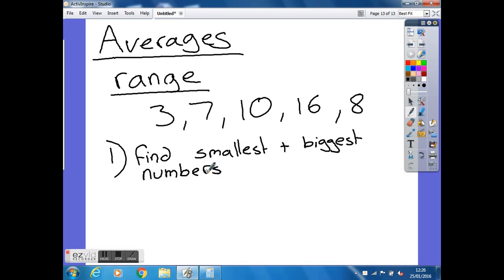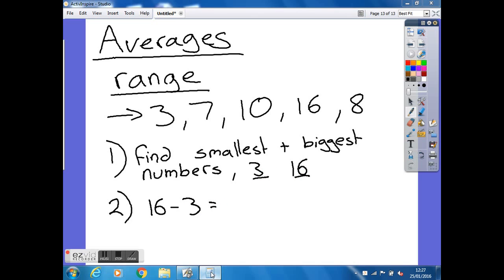If we look at the sequence above us here, we can see quite clearly our smallest number is 3 and our biggest number is 16. So the second and last step to finding the range is to simply subtract your smallest number away from the biggest number. So our sum for this one would be 16 minus 3. As you can see, that's our biggest number, subtract our smallest number.